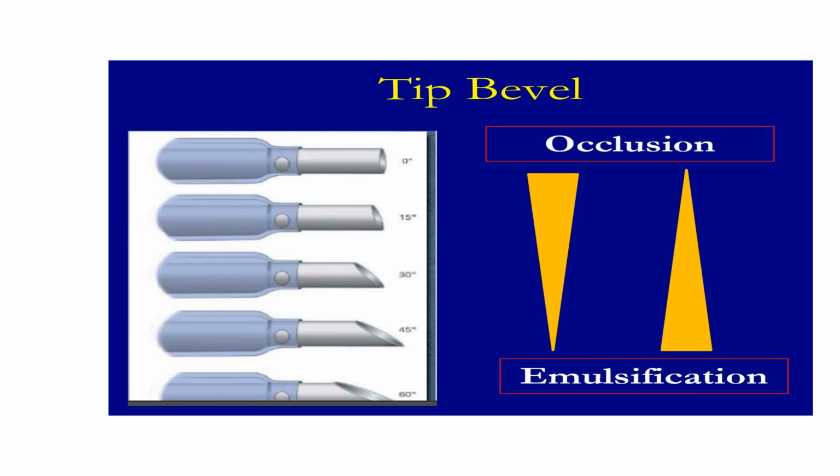Remember that when you have a 0-degree tip or a round shaped tip, the surface area is small, so it is easier to occlude. However, it needs a greater amount of holding force. I mean, you need to raise the vacuum more to have a similar amount of holding compared to a 45-degree tip. And because the surface area of the bevel is less, the cutting action will be poorer than that of a 45-degree tip.